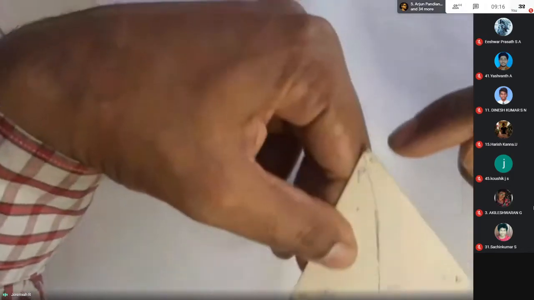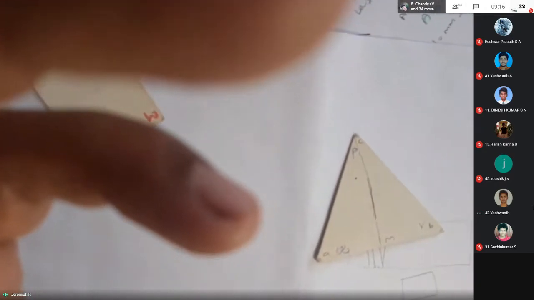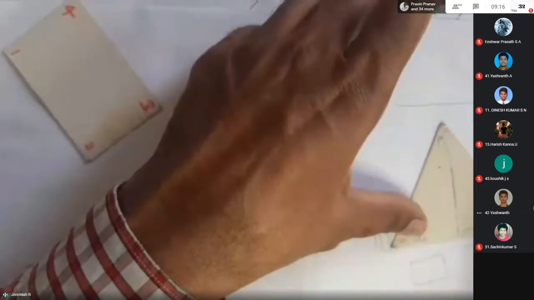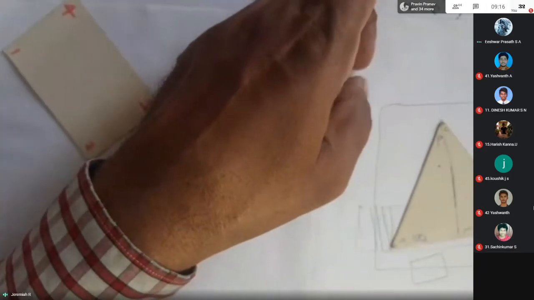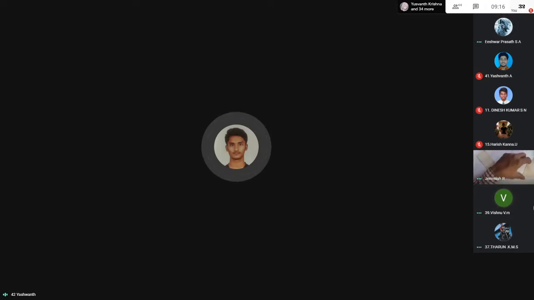And this is called base side, or... Sir, it is not visible in the camera. The camera is not focusing at the corner. That's what I keep on asking, because my laptop is not working, there is some issue. Is it visible now? Sir, only your hand is visible.